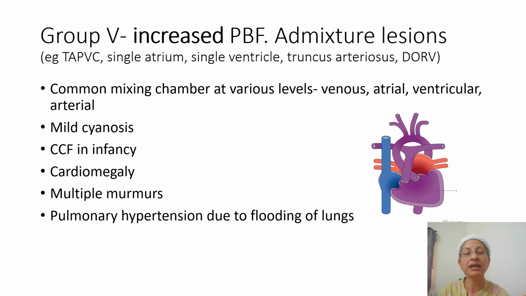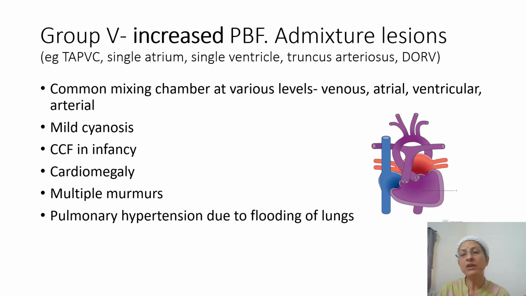As we have listed the conditions out, it may be total anomalous pulmonary venous communication, in which the pulmonary veins are draining into a common chamber and henceforth into the right atrium. Single atrium, when there's such a large ASD that it functions like a single atrium. Similarly, single ventricle, when the ventricular septum has not developed adequately, so it acts as a single ventricle. Truncus arteriosus and double outlet right ventricle may be mixing chambers at the level of the great arteries.